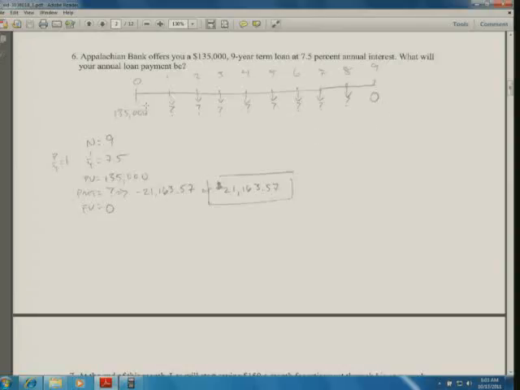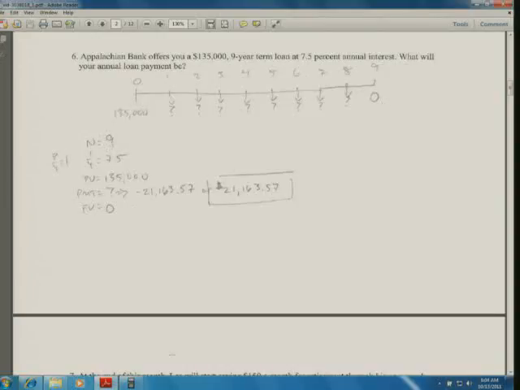Okay, so when we set up our timeline here, what we find is, again, I'm picking the perspective of myself. I get a positive $135,000 today, and at some point in the future, I'm going to have paid off this loan. At the end of year 9, I'll make a series of payments every year, nine payments, and I'll have paid off this loan.